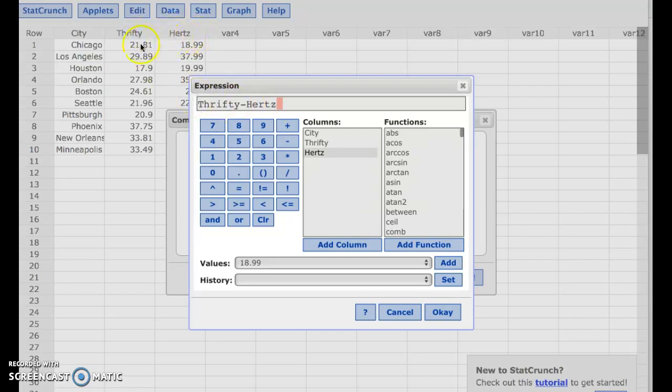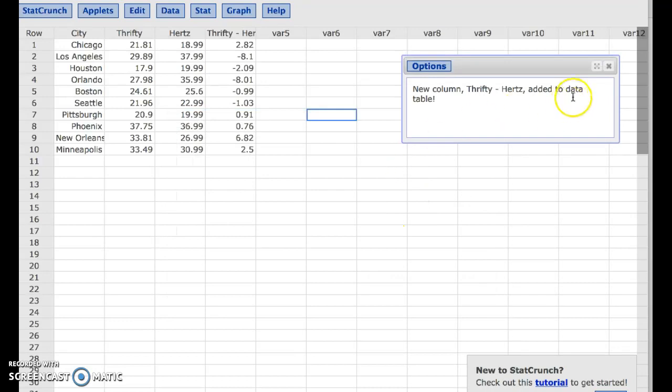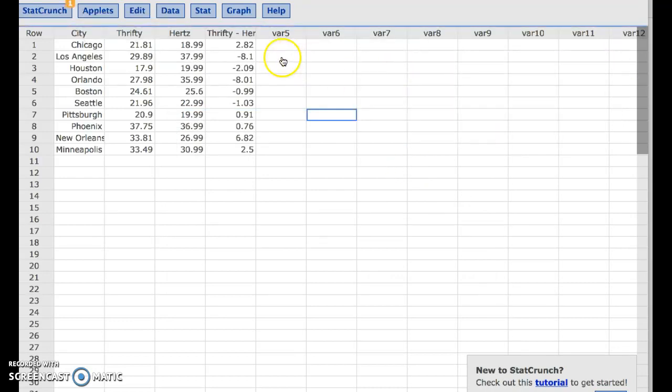I like to do first minus second in this case, and then think about how my hypothesis is stated, whether that's a less than, not equal to, or greater than. So I'm just going to do first minus second. And if we reversed and did Hertz minus Thrifty, we would just have the opposite signs. So we added a new column.